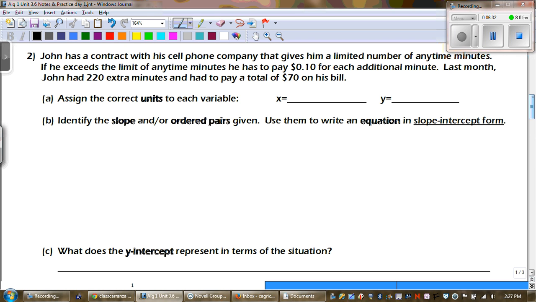All right, number 2. John has a contract with his cell phone company that gives him a limited number of anytime minutes. If he exceeds the limit of anytime minutes, he has to pay $10 for each additional minute. That's important. Last month, John had 220 extra minutes and had to pay a total of $70 on his bill. All right, so what's x and what's y? First off, you should see money, so you know that y is your money.